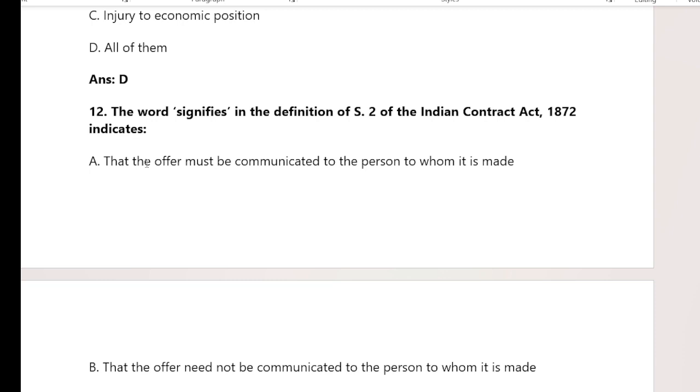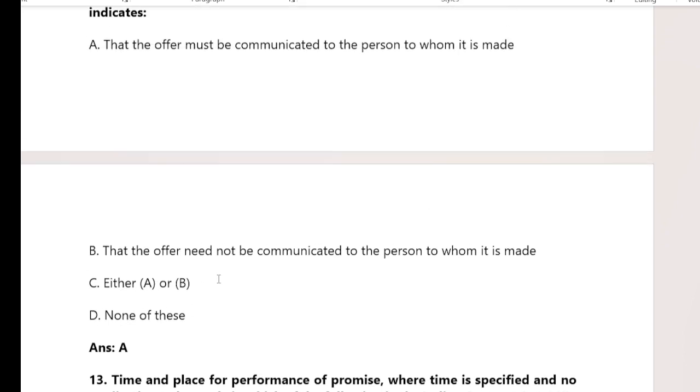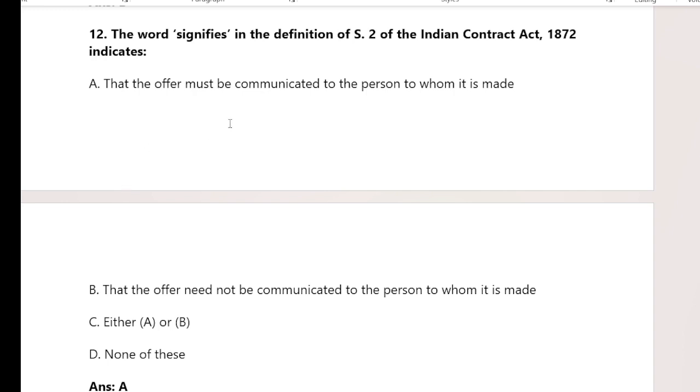And the next question is the word signifies in the definition of section 2 of Indian Contract Act 1872 indicates. Option A is that the offer must be communicated to the person to whom it is made, and option B is that the offer need not be communicated to the person to whom it is made, and option C, either A and B, and option D is none of these. The right answer is option A, that the offer must be communicated to the person to whom it is made. Meaning the offer must be communicated by the one who has made it.